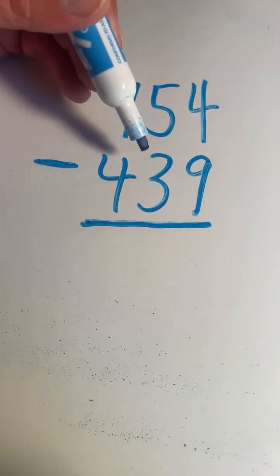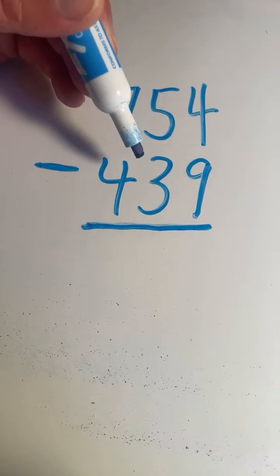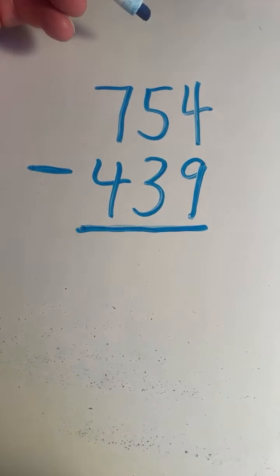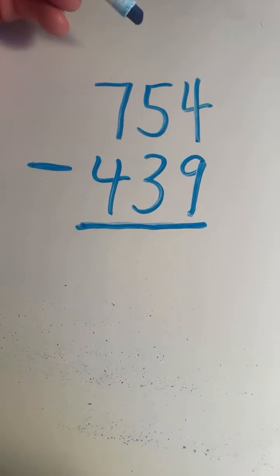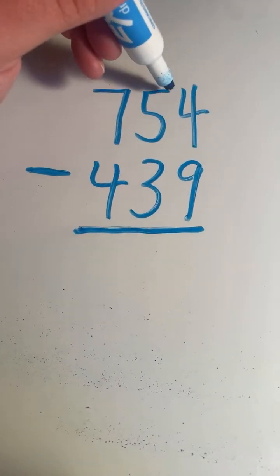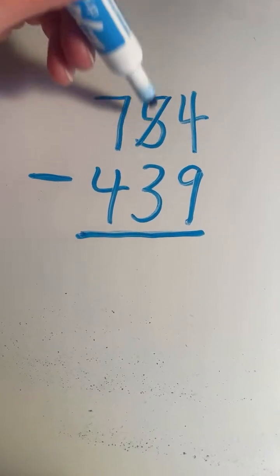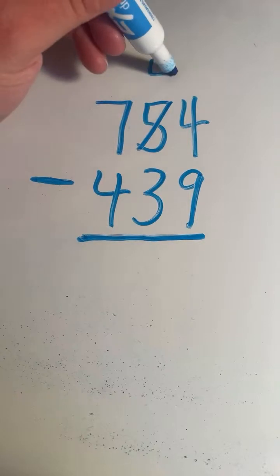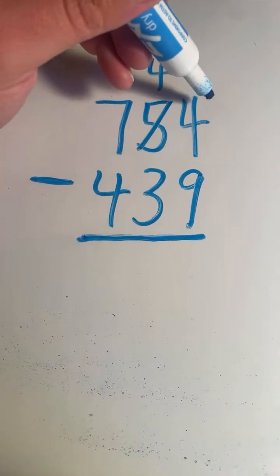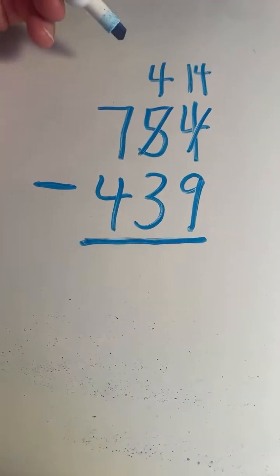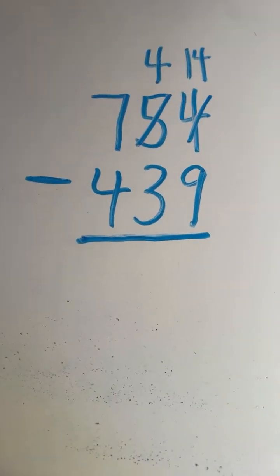5 is bigger than 3. We do not need to regroup in the tens place. In the ones place, we do need to regroup. We need to regroup in the ones place. So you're going to take a 10 from the tens place and add it to the ones place. That 5 is going to become a 4. And that 4 is going to become a 14. And now we are ready to subtract.